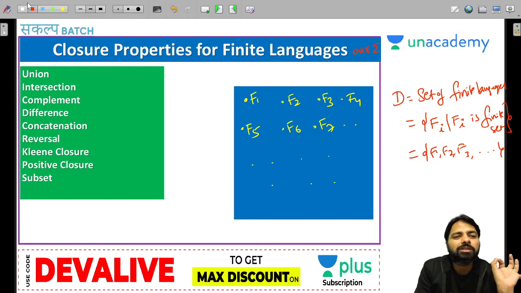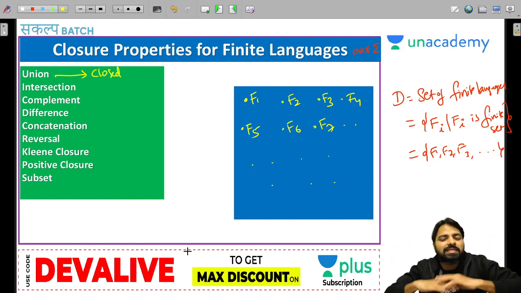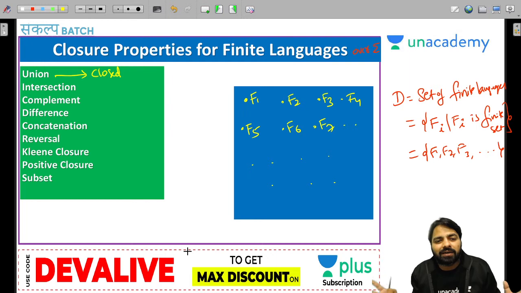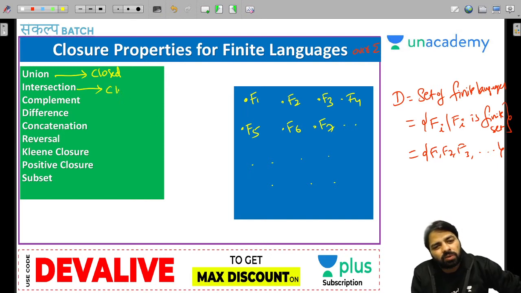Now I am applying operations one by one. Is union closed? How do you know it is closed? Because finite union finite, doesn't matter which finite languages you take from the domain, is finite. Understand the English words that I deliver here. Intersection: finite intersection finite, is it always finite? Yes. Closed.